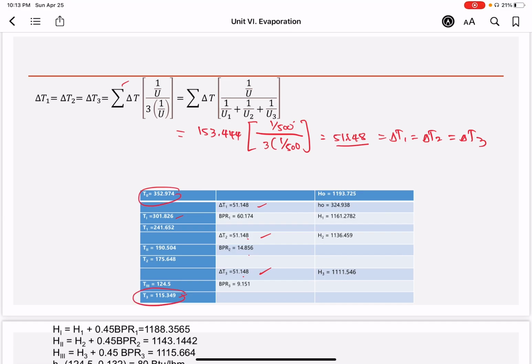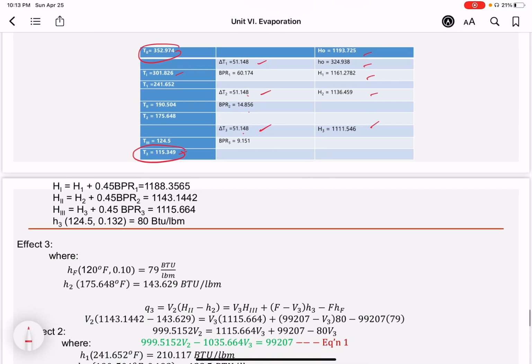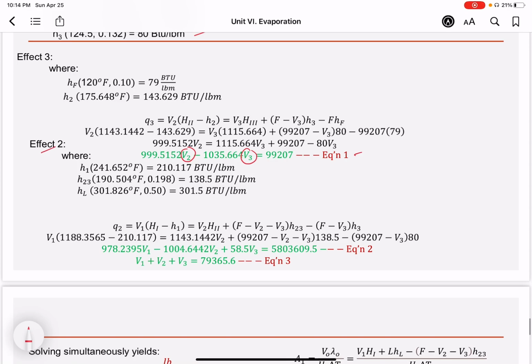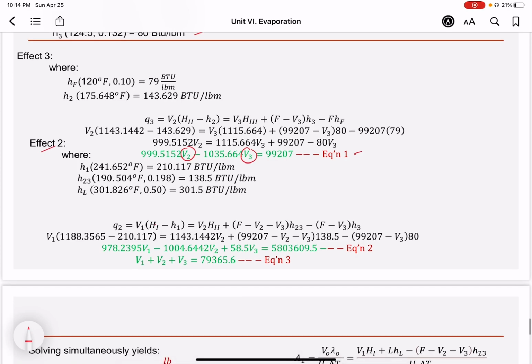Okay? And then, from the steam table, you get the corresponding enthalpies. Compute for H1, H2, and H3. Then using effect 3, you get a new equation in terms of V3 and V2. Using effect 2, since alam niyo na lahat ng values ng mga enthalpies and latent heats, you can arrive at another equation, equation 2. And this time again, use V1 plus V2 plus V3 is equivalent to E, which is 79365.6.